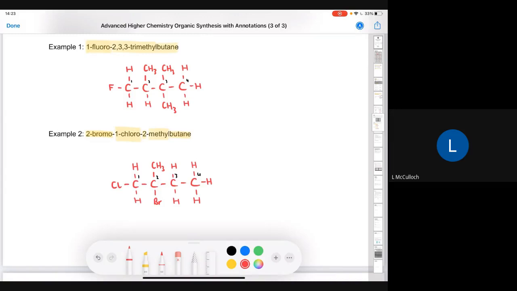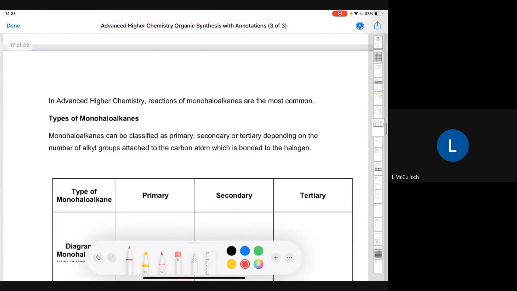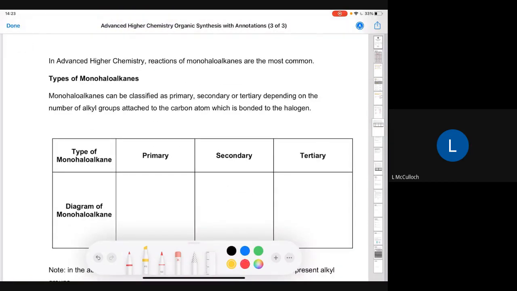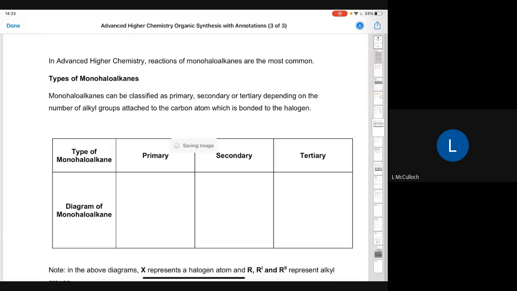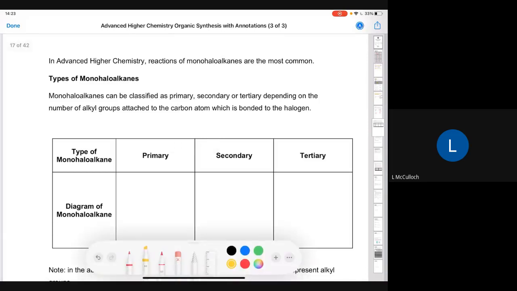Okay, so in advanced higher chemistry, reactions of monohaloalkanes are the most common. So generally, those are the ones that we are going to look at, reactions of monohaloalkanes. So we're going to start by talking about types of monohaloalkanes.